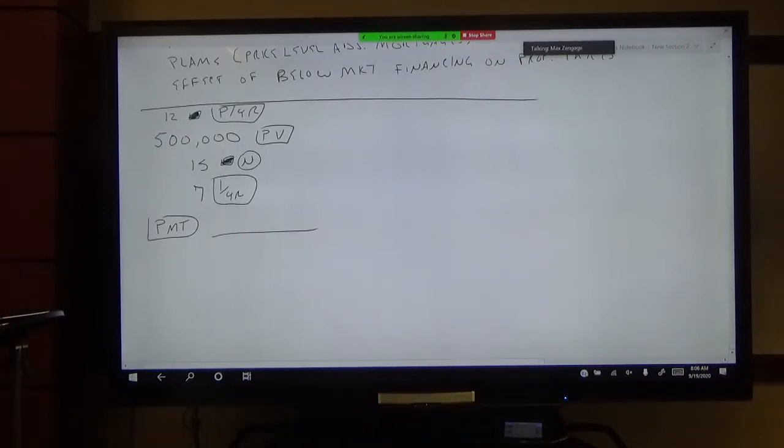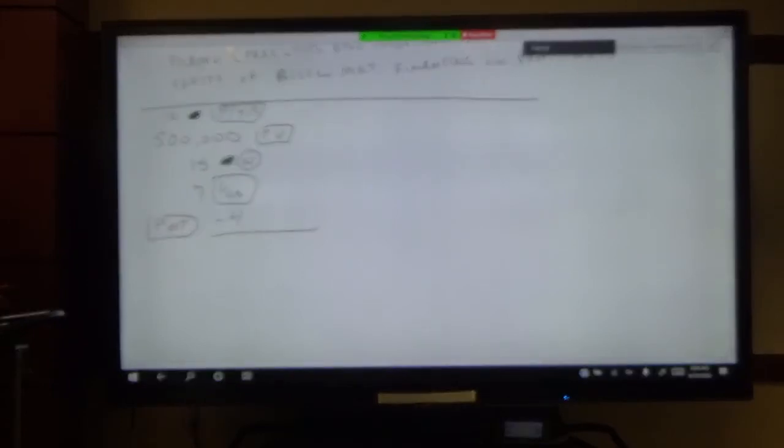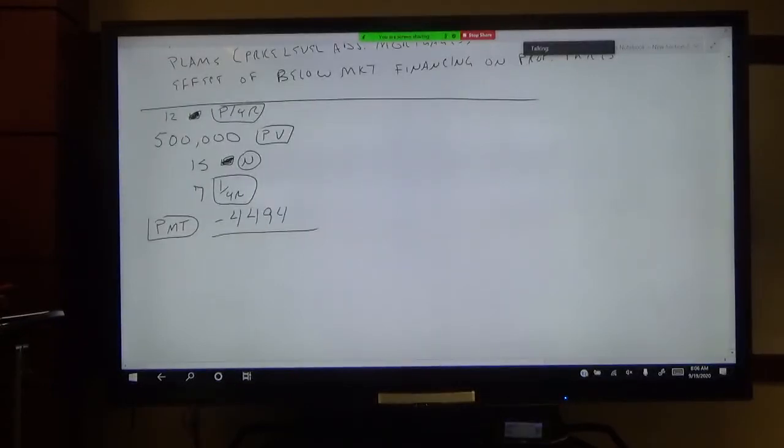And this is interest tax shield? Yep. Okay, so that's your monthly payment.